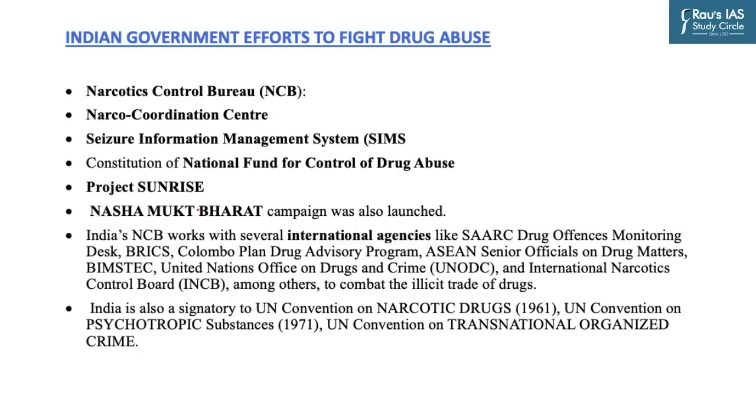The Indian government has established the Narcotics Control Bureau. It is the primary agency responsible for curbing the trade of illicit drugs, and it also shares intelligence with other agencies like the Department of Revenue Intelligence, the Central Board of Excise and Customs, and security agencies like the CRPF to ensure better coordination. It has been provided extensive power under the NDPS Act, that is, the Narcotic Drugs and Psychotropic Substances Act of 1985.